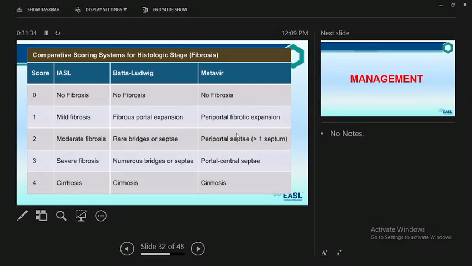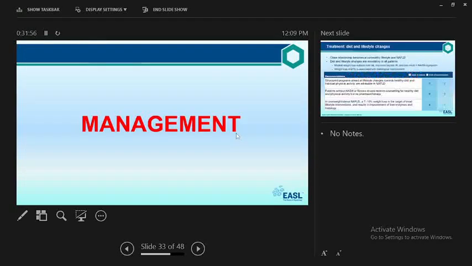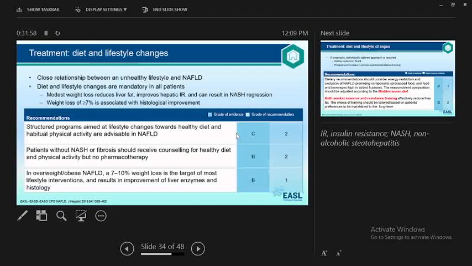If the elastography or the biopsy says the fibrosis score is 0, there's no fibrosis. 1 is mild, 2 moderate, 3 severe, and 4 cirrhosis. This is the group we have to be more careful about, and this is the group who needs more protective measures.